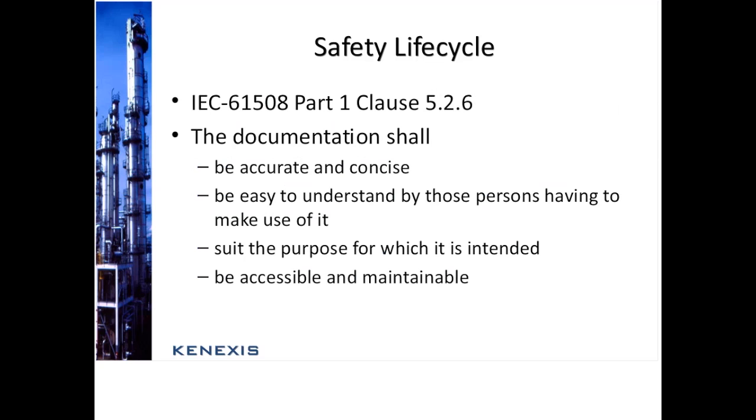We'll see as we proceed through the presentation that a lot of documents and a lot of information is used to develop your safety instrumented system and to determine the requirements of the safety instrumented system. And these documents must be accessible, maintainable, and most of all, easy to interpret.